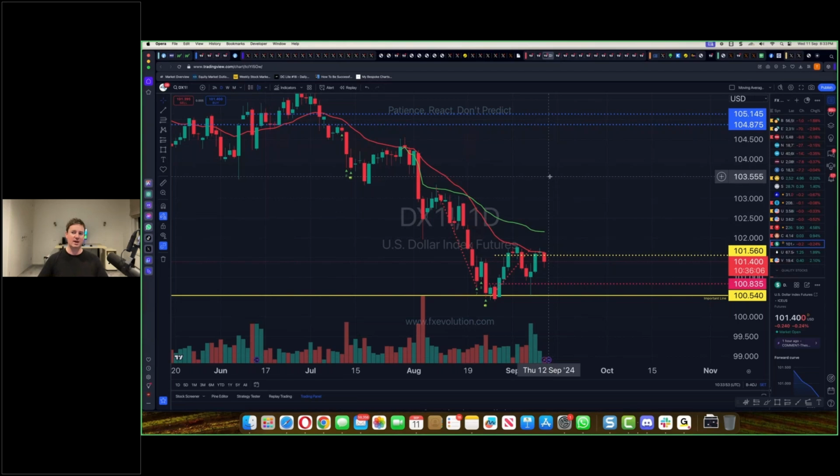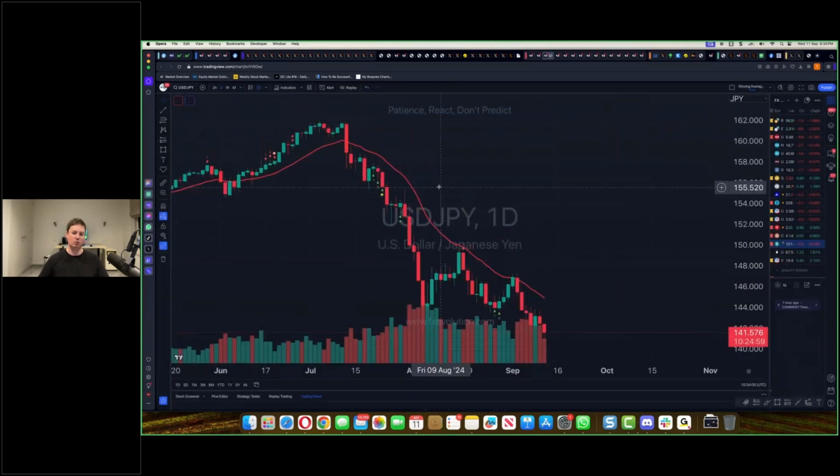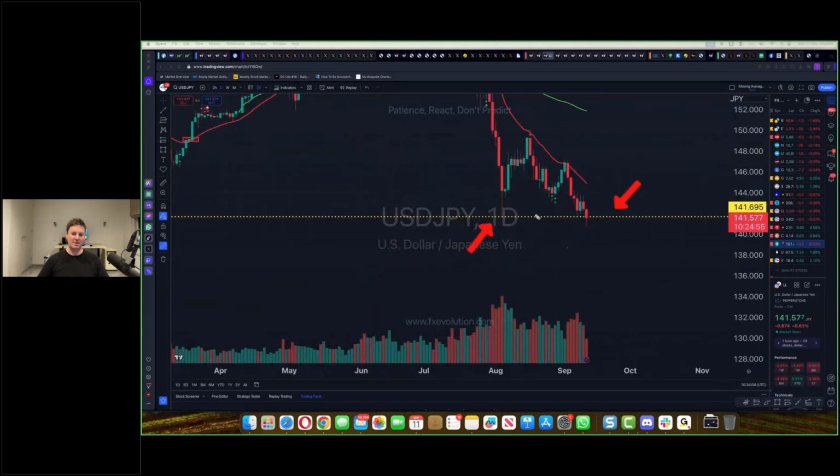Now, there's one other currency I wanted to bring up today because I think it's really interesting. The US dollar yen. Now, if anyone has been watching the US dollar yen, I've got 2 arrows here. You may be aware that we're back to where we were in the carry trade when the market went haywire just a month ago. So the US dollar yen broke down to 141.69. It hit this level, and what happened?